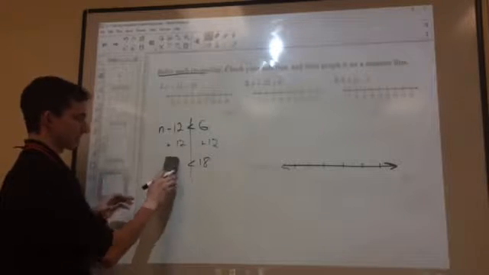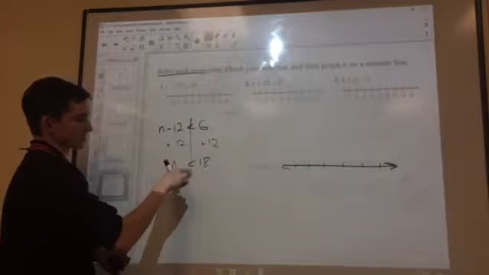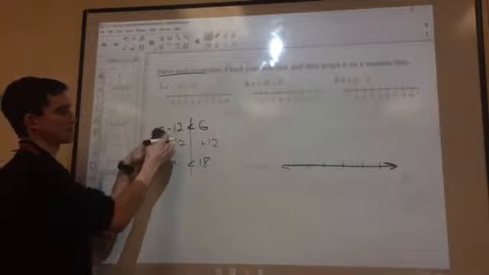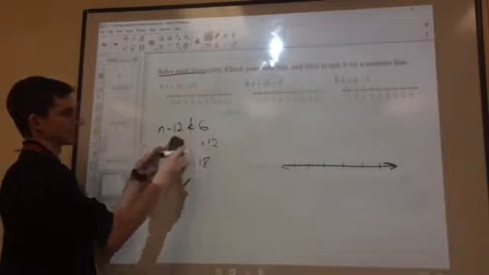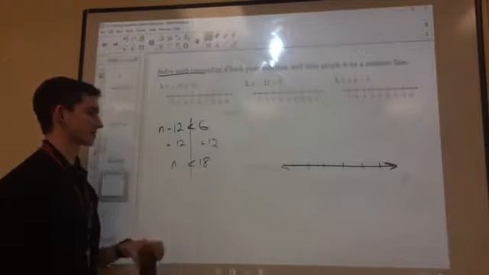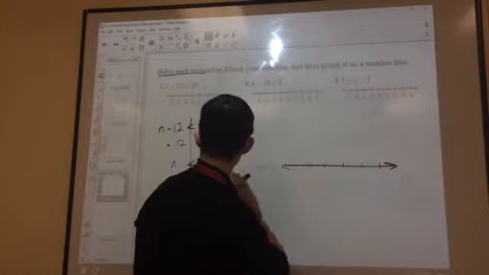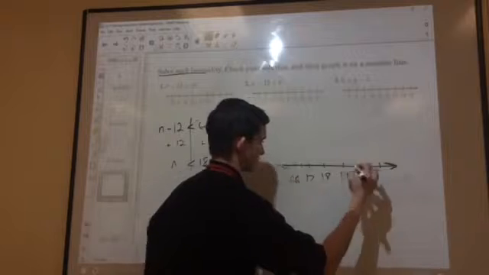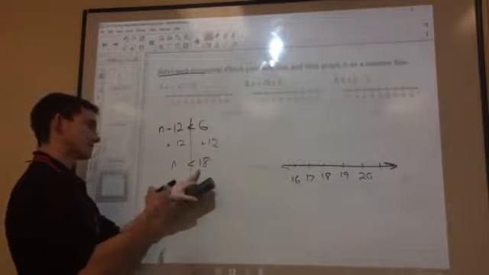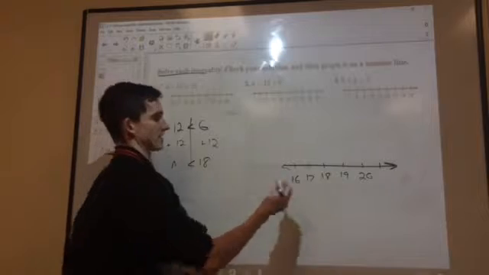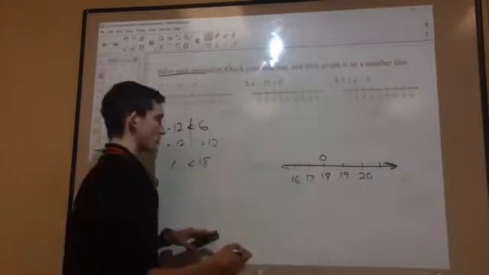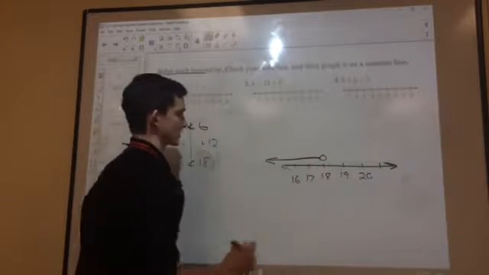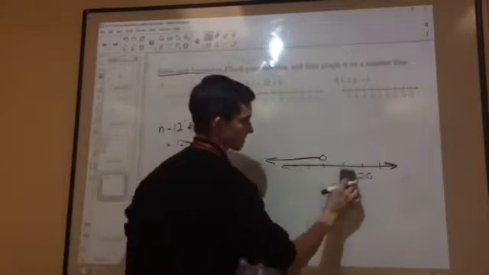So again, if I'm going to check it, I would just pick a number that is smaller than 18, like 15, and I'd plug 15 in there. So that means 15 minus 12, which is 3, is less than 6. So that actually checks off. It works. Now graphing it, let's say I'm going to pick 16, 17, 18, 19, 20. That's plenty. N is less than, so it's a smaller number than 18. 18 is the bigger number. Remember, it's an open dot because it's strictly less than. And then it points to all the numbers that are less than 18.